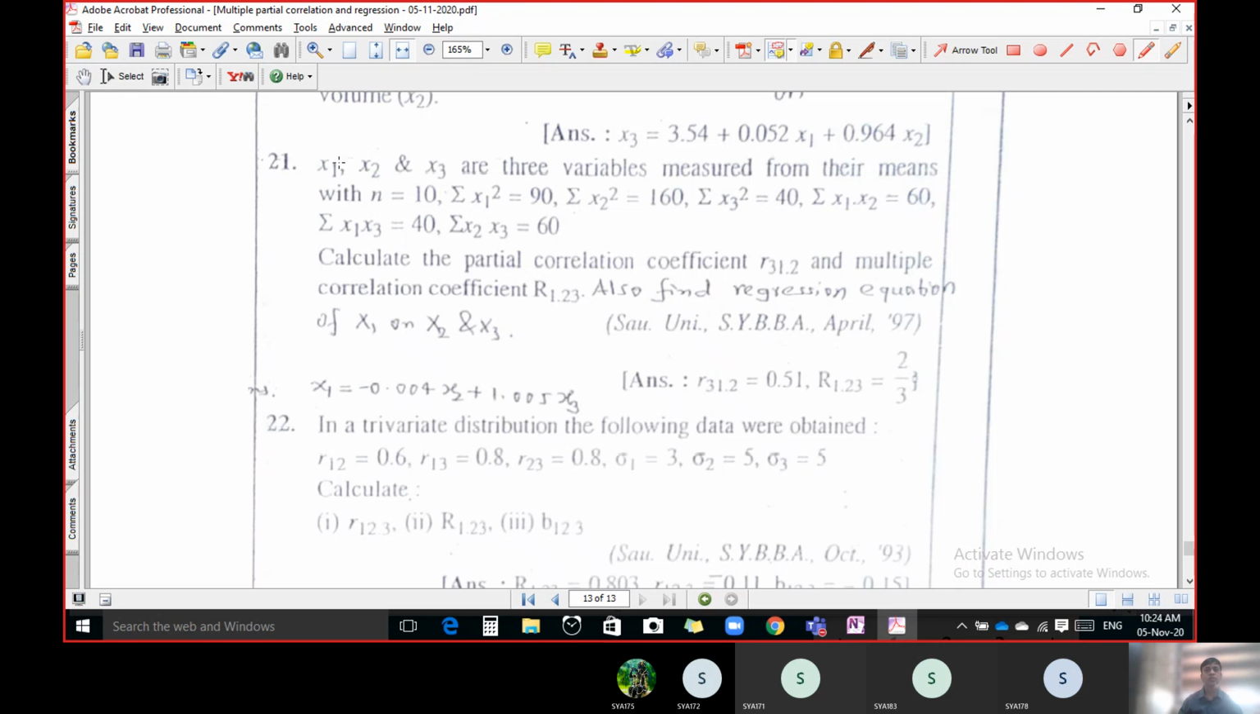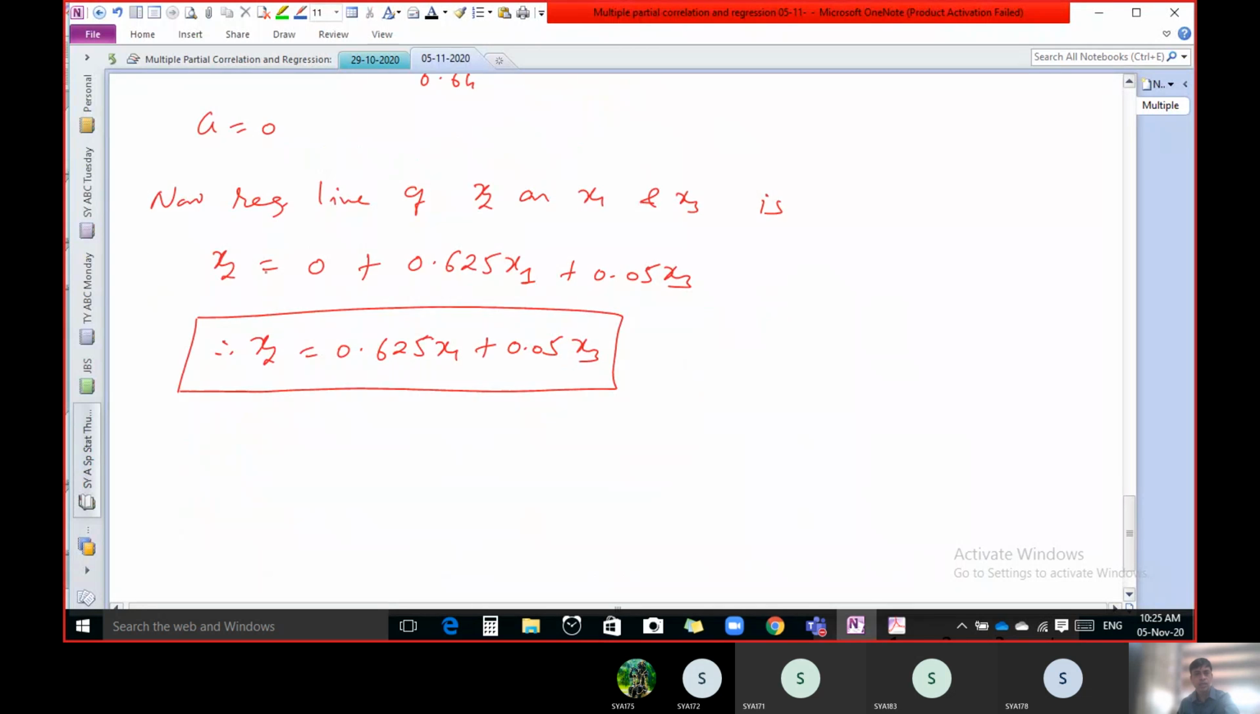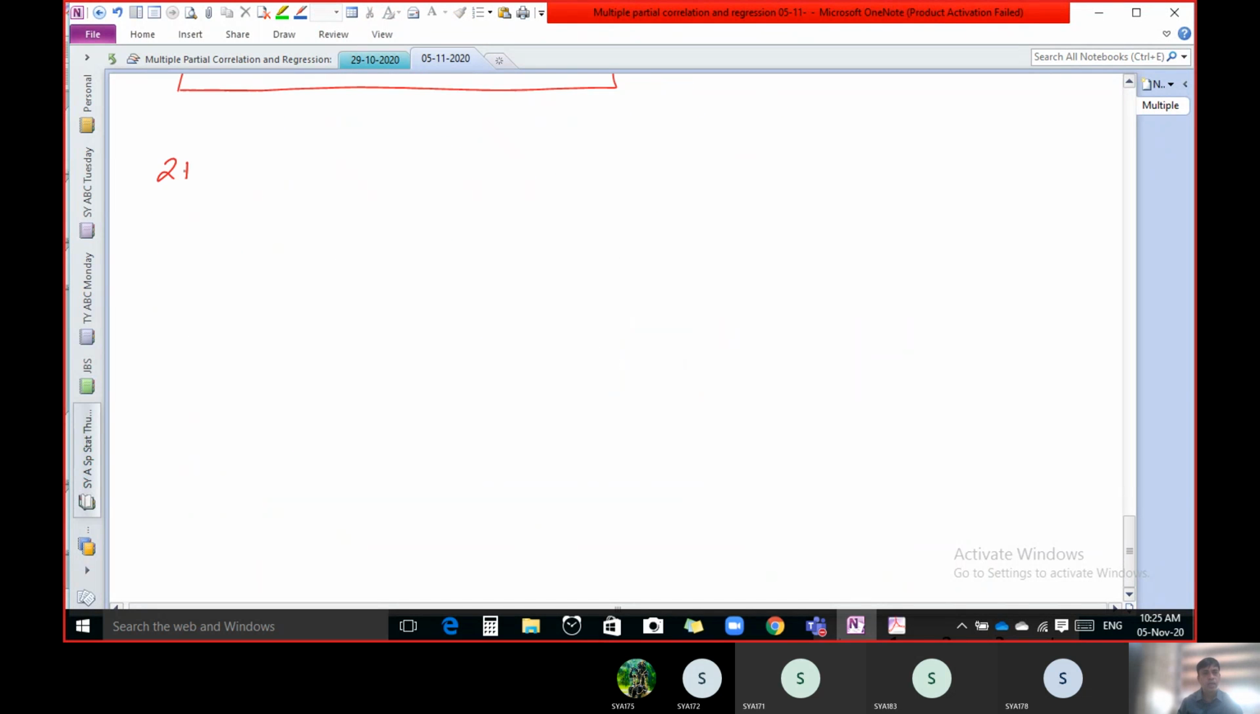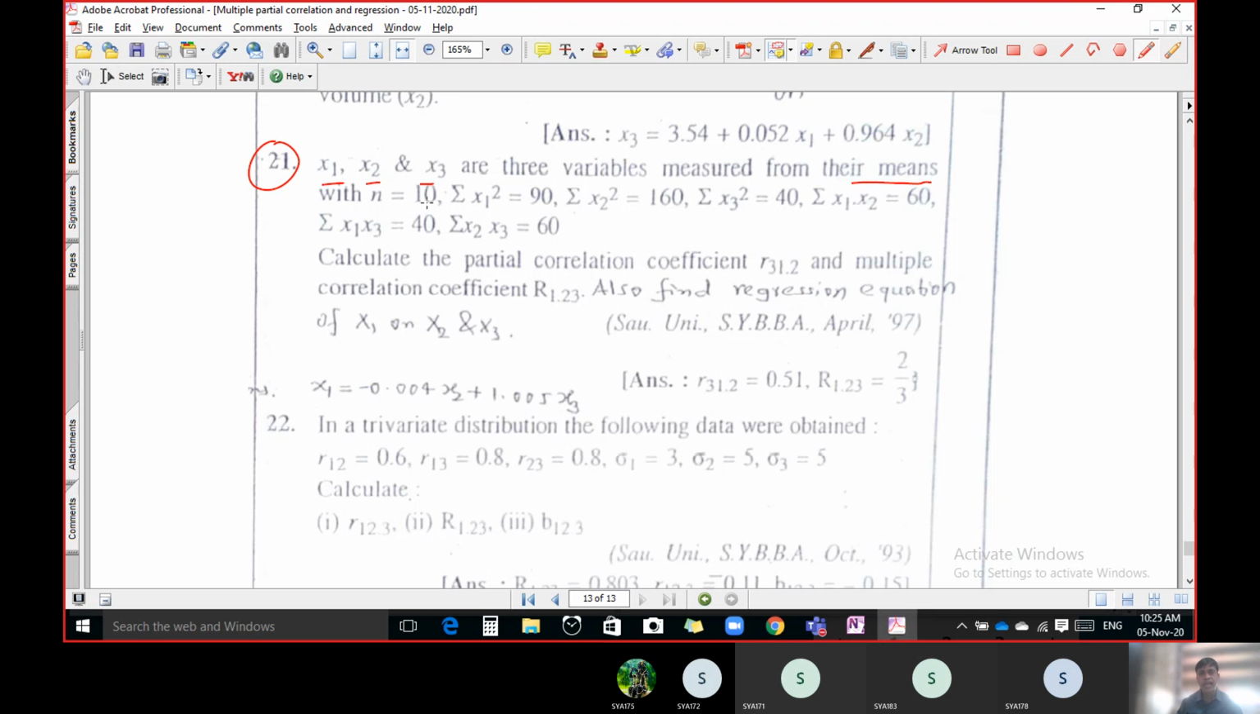Now see this question number 21. X1, X2, X3 are three variables measured from their means. Listen carefully. Let us do this question number 21. That means they are like this: x1 minus x1 bar, x2 minus x2 bar, and x3 minus x3 bar. So they are three variables measured from their means, and n is 10.